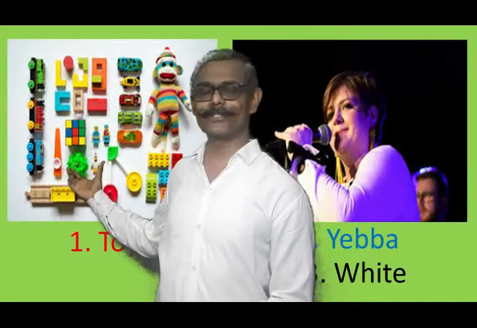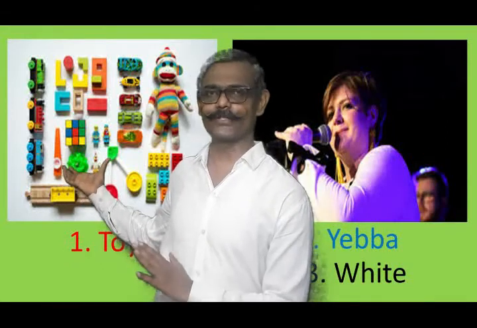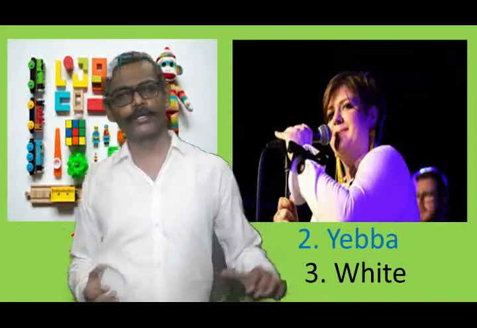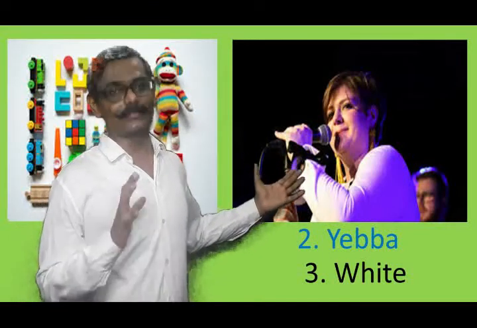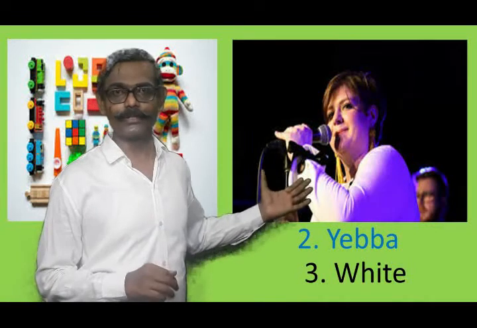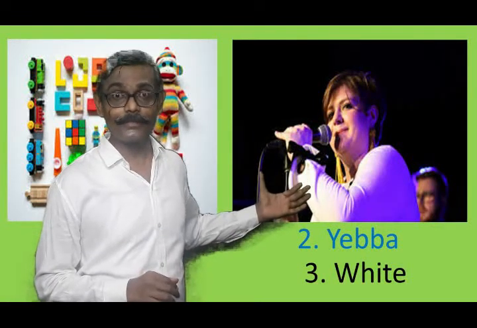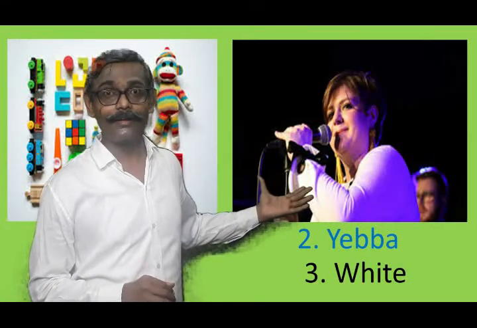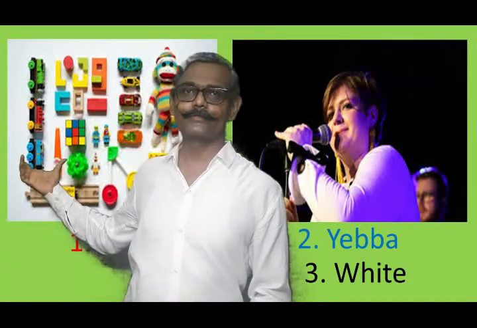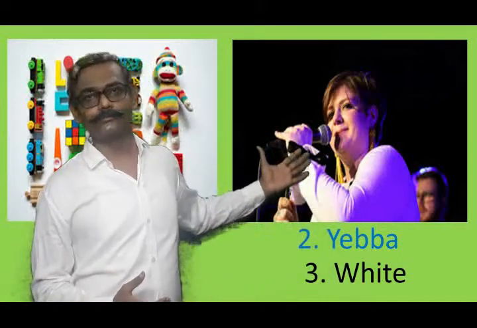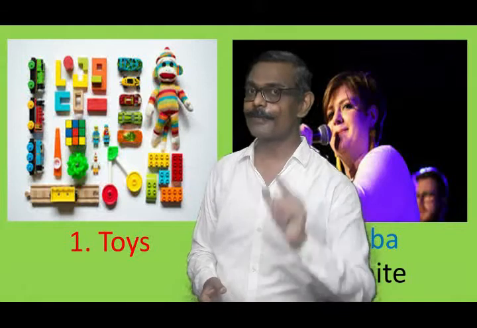Next slide. What is here? Toys are there. So toy you can consider a non-living thing. Here this personality is a famous singer. Name is Yabba. What is the color of the wear? White. So what you need to remember? Toys, Yabba and white. Now the last thing is the 15th slide.